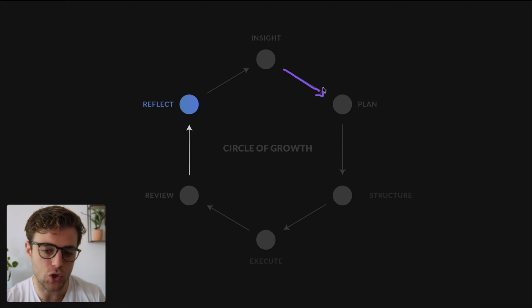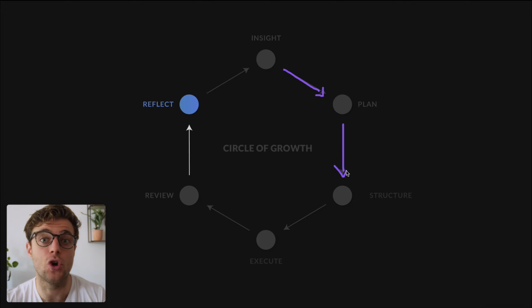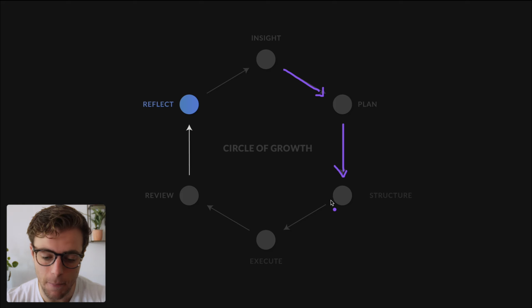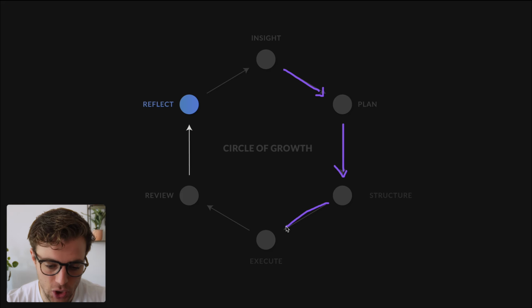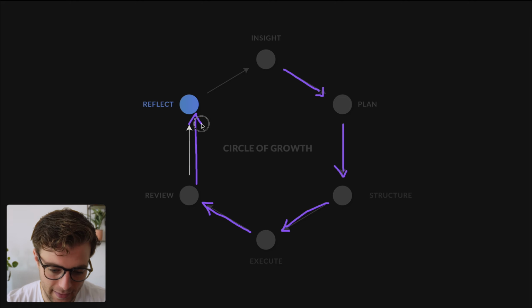If that is what I want to do, how am I going to do it? Then after that, we structure all of our knowledge flows in such a way that we have the capacity to execute on those plans. Then after that, we review all of our systems, all of our processes to see if everything is still working. And then the last step is to reflect.